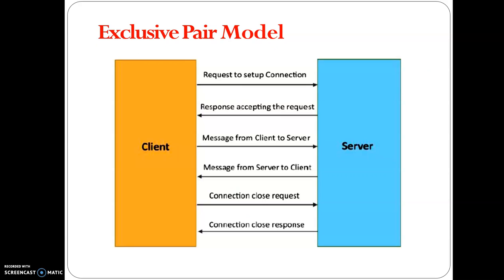Here is a diagram of the exclusive pair model. We can see the client and the server. The first request is sent by the client for the setup of the connection. In response to that request, the server will accept the request. Now the connection is set up between the client and the server. Now the message goes from client to server. In response to the message, the server will send messages. The connection will be open until the client sends a request for closing that connection. So this is all about the IoT communication models.